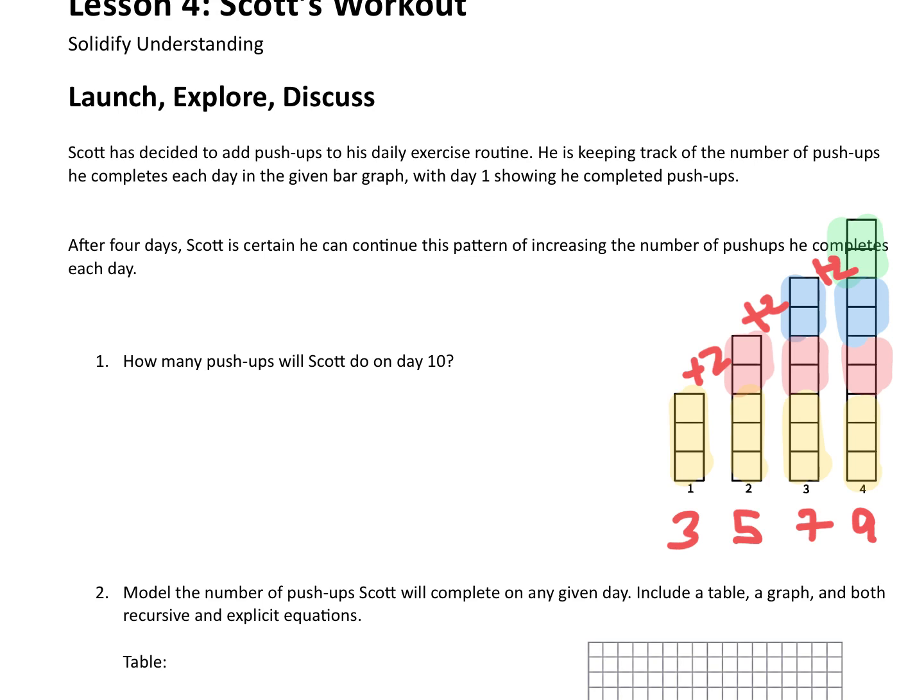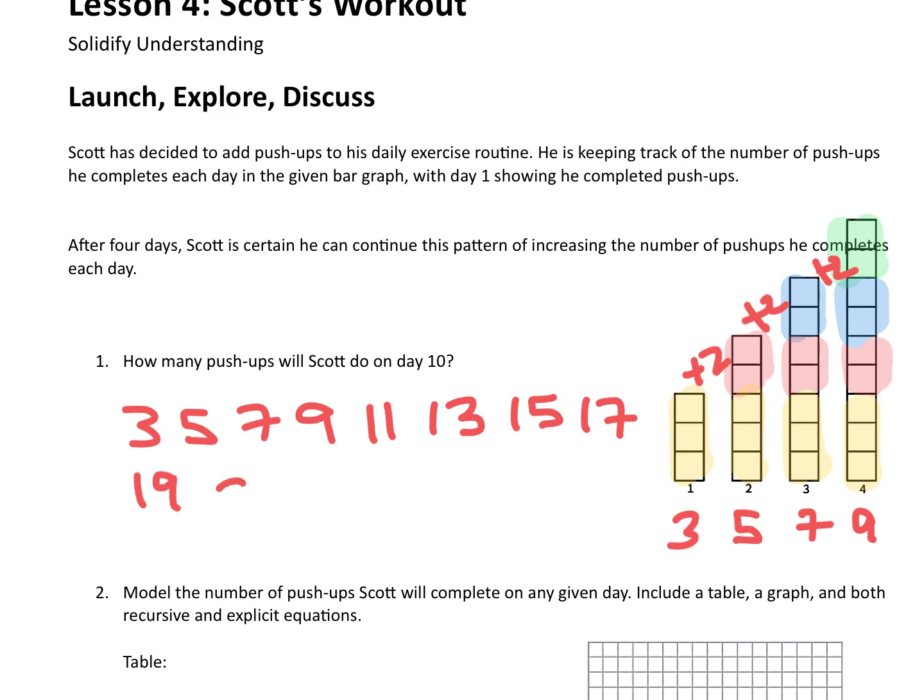So I'm just going to list it out. So day 1 is 3, and then we go 5, and then 7, and 9, and then 11, 13, 15, 17, 19, and day 10 is 21 push-ups. And that we just get by adding 2 over and over until we get to day 10.